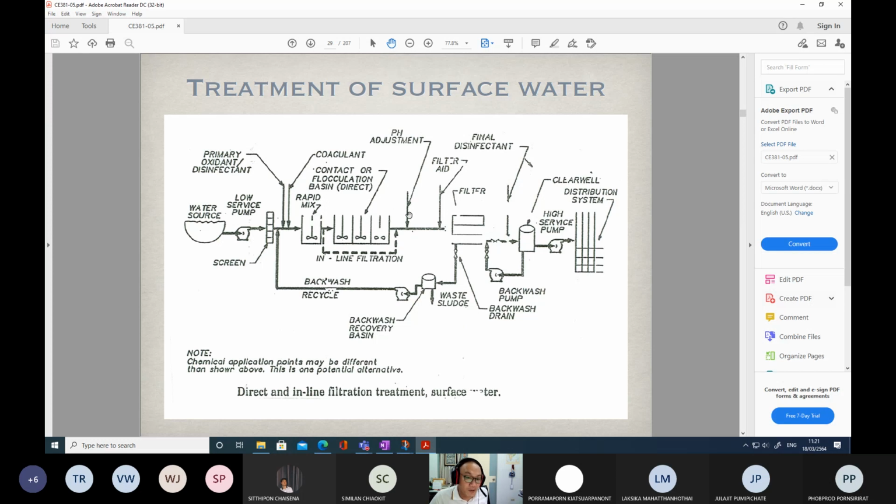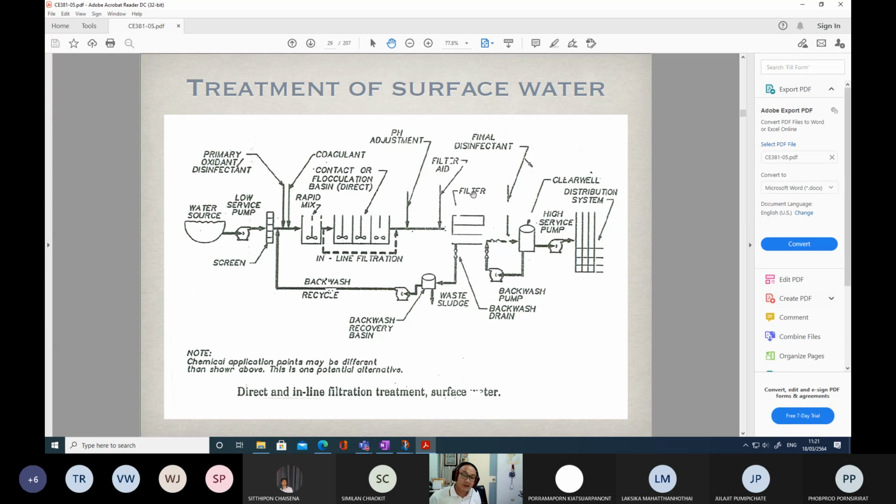Sometimes pH adjustment may be required if we use coagulants, which need a very specific pH range, either a low or a higher pH range. So before processing to the next unit operations or unit processes, we need to bring the pH back to the neutral range again. That is why we need the pH adjustment process after coagulation and flocculation.